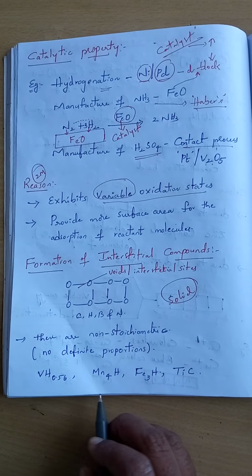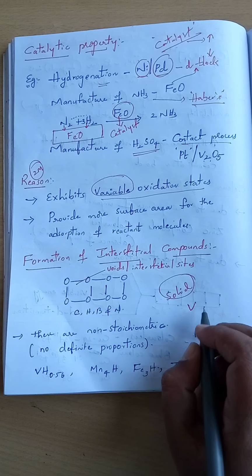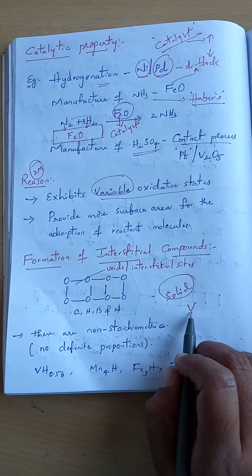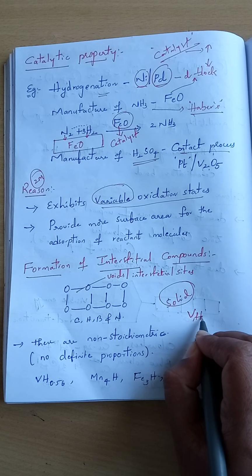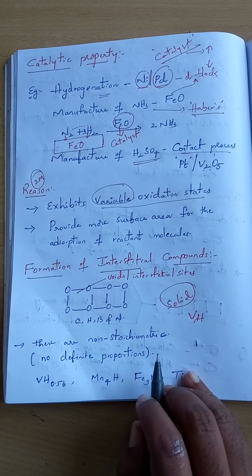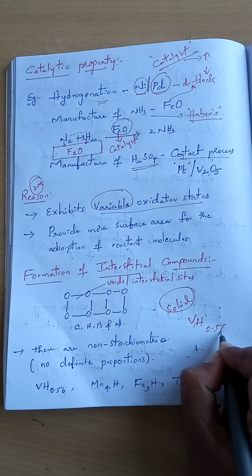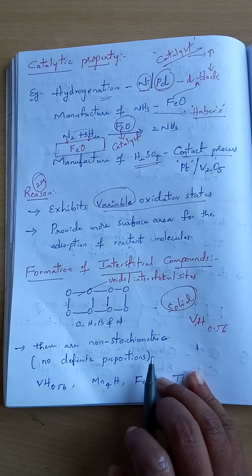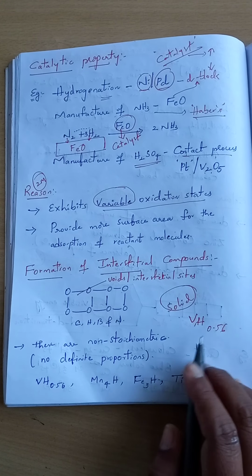So here we can take this solid which is made by vanadium. Vanadium is one of the d block elements. When such vanadium voids are filled by hydrogen atoms, it can give a VH type of interstitial compound with the proportion 0.56. Just now I have told you they don't have any definite proportions. That's why here it is 0.56.